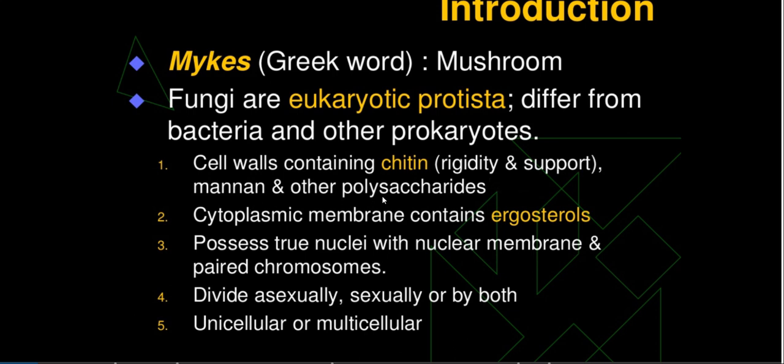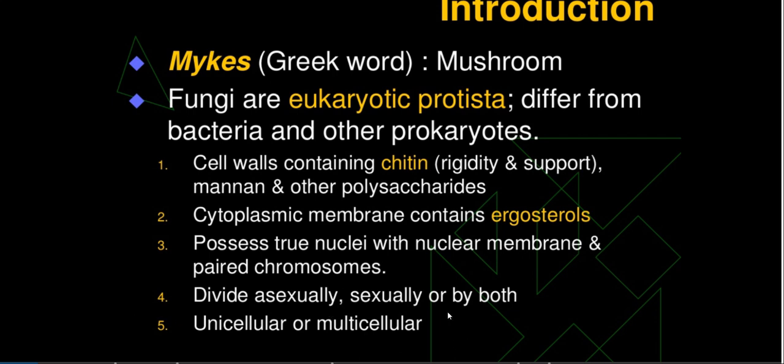support, and they consist of some other polysaccharides. What you have to learn is chitin, and in some cases they consist of cellulose also. These are the chemical compounds, mannan and polysaccharides, which help in the formation of chitin. You only have to learn that they contain chitin. The cytoplasmic membrane which they are surrounded with contains ergosterols, and they possess true nuclei with a nuclear membrane because they are eukaryotes. So they contain nuclei covered with a nuclear membrane, and chromosomes.